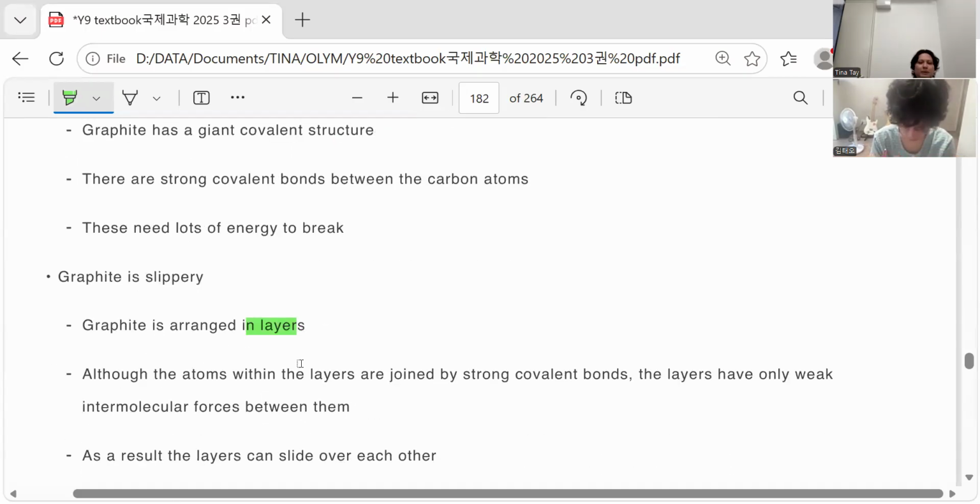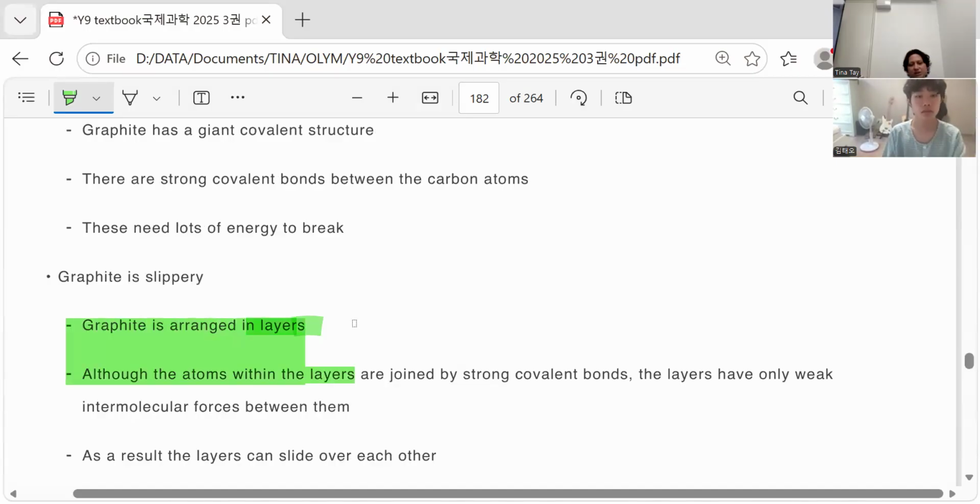So look at page 182, the page before. Graphite is arranged in layers. Inside the layer it is strong covalent, but between the layers is weak intermolecular force. So the layers can slide over each other.